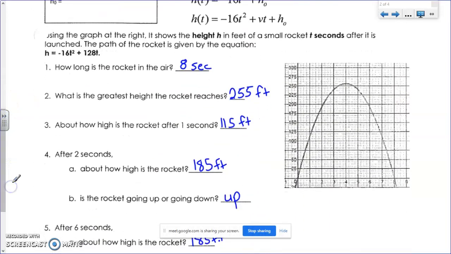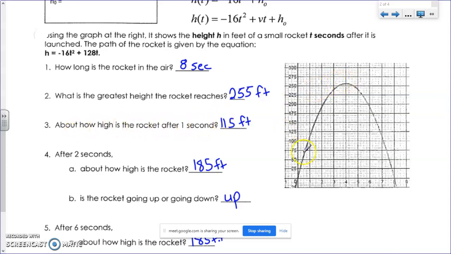All right, so let's look here. How long is the rocket in the air? So it started at 0 and it landed over here at 8 seconds. Any questions on that one? What is the greatest height? Well, we know the greatest height is going to be at our vertex, and somewhere around 255. Now, if you had 257, 260, you're good, okay?